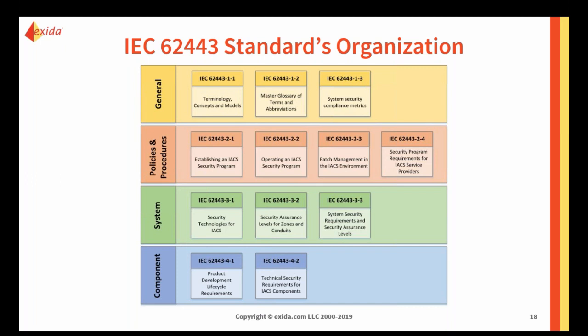And then finally, we have the component level, which is actually what we're going to be discussing because that is the one that is directly relevant for software development, hardware development, product development things. And in this case, that's the four series. So we have 4-1, which is the product development lifecycle requirements. So essentially, this is your security development lifecycle requirements. And then 4-2, which is the requirements that are applied directly to the device itself. So in other words, what security requirements are required in a particular device.